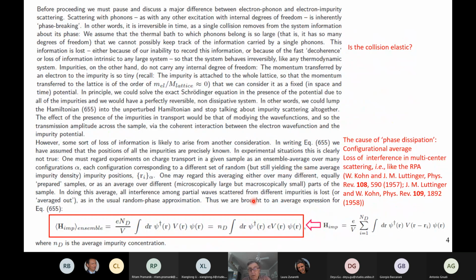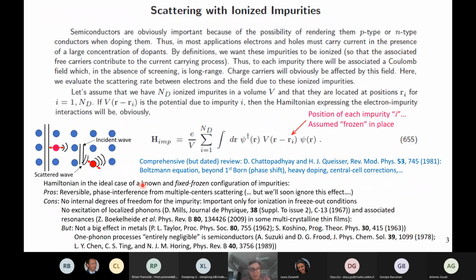And they show that actually you can introduce irreversibility provided you take an average, call it ensemble average, maybe I could call it configuration average, in which they consider a large chunk of semiconductor, and they look at what is the average distribution of the impurities among various sub-blocks, sub-elements of this lattice.